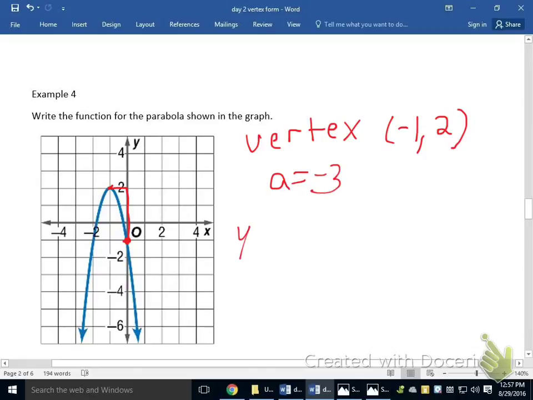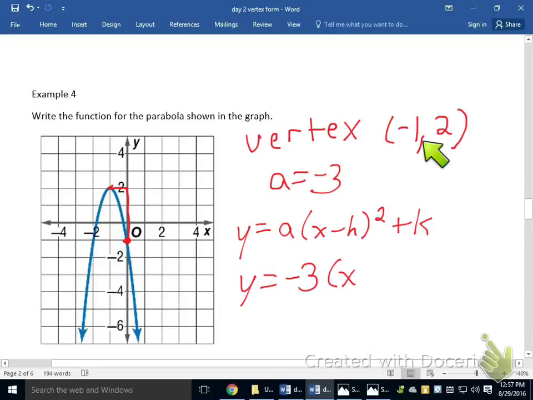Now I'm ready for my answer. y equals. I know that it's y equals because they used y in the graph. It would be f of x if they had put f of x there. So y equals a times x minus h squared plus k. I was just rewriting the vertex form. Now I'm just going to insert my items. Negative 3 times x minus negative 1. I'm actually going to write that as x plus 1 squared plus 2. And I'm done with the problem.